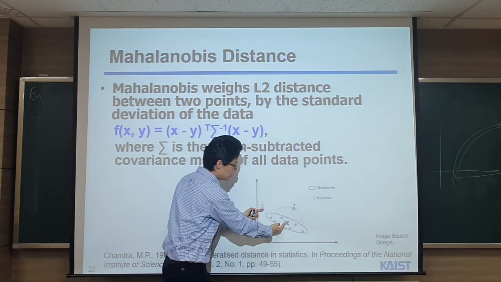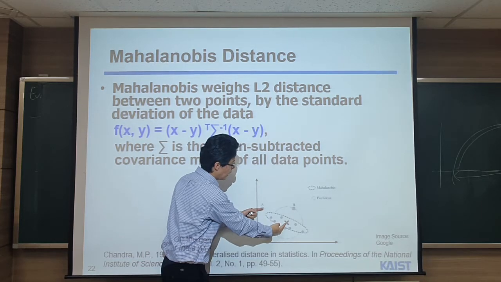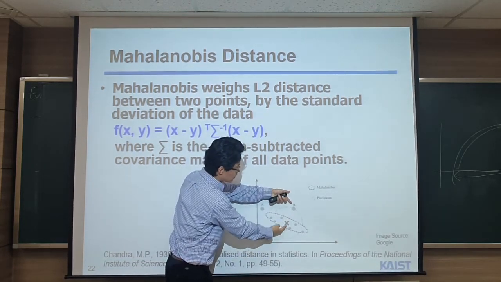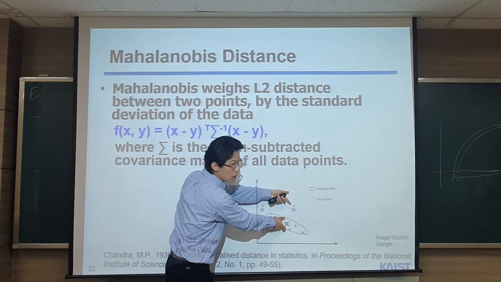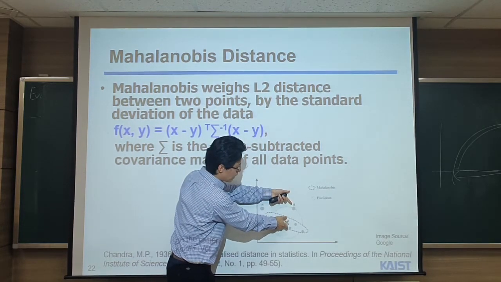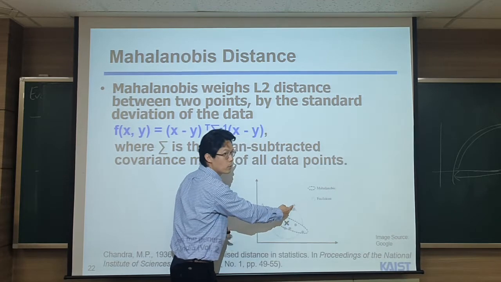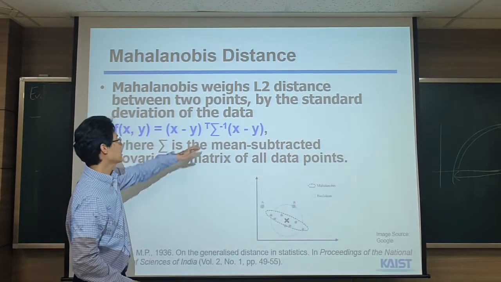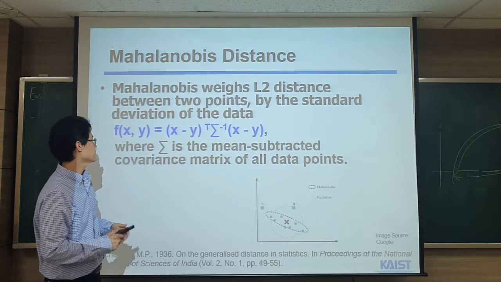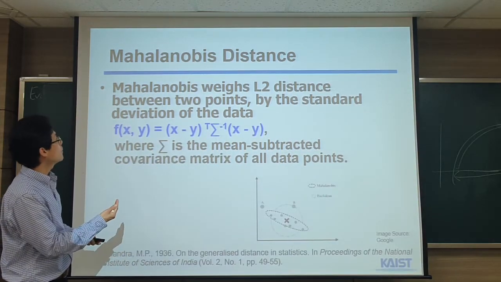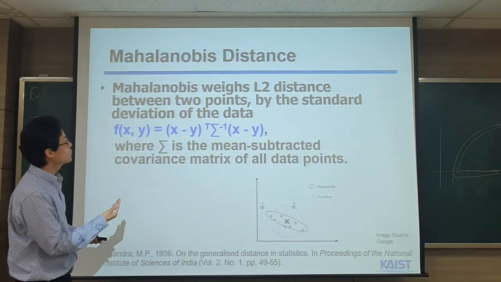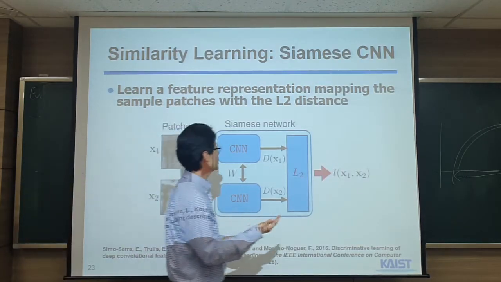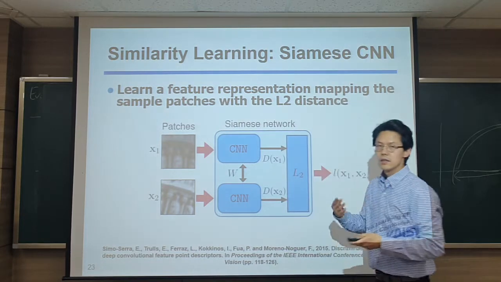If we cancel this standard deviation, we treat B as close to the center, since along that direction the variance is very small. But along the other line, A should be treated as located farther away from the center. That's why we take the inverse of the covariance matrix. That's the main idea of the Mahalanobis distance.